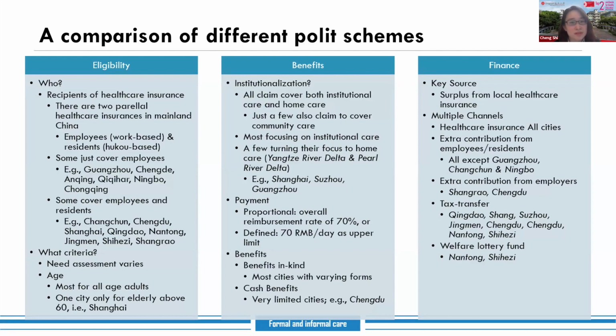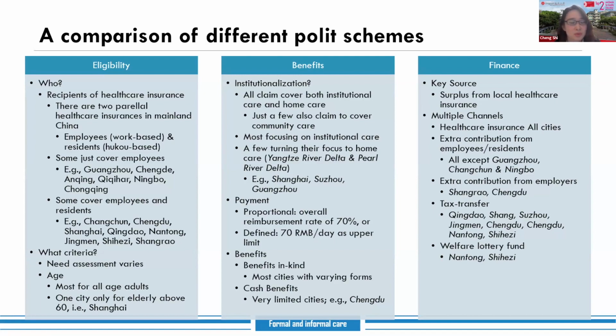Regarding the benefits, initially, most of the pilot schemes allocated more resources for institutional care, or they only covered institutional care. But more recently, more and more regions started to focus on community-based care. But still, more resources were allocated for institutional care because the recipients can have a higher level of benefits.